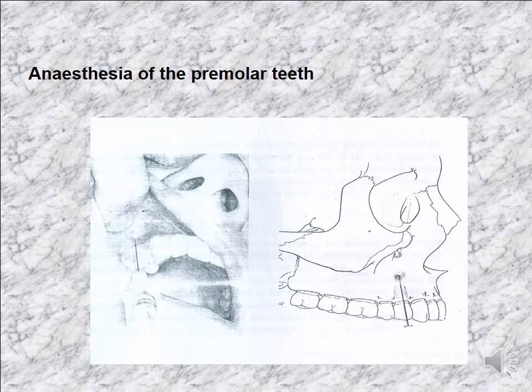The second group is the premolar teeth. The infiltration technique for the buccal side: put the needle within the deep vestibule with an angle of 45 degrees, or from 30 to 45 degrees to be more posterior, slightly within the long axis and within the occlusal surface. You can give it for the first premolar or second premolar.